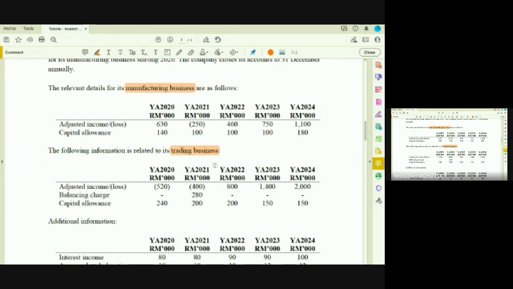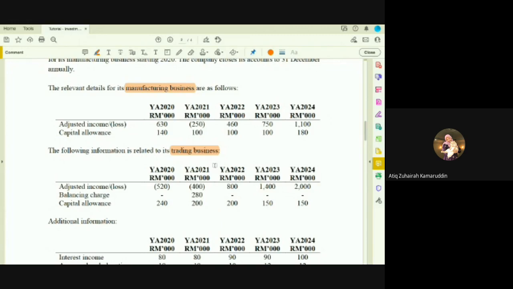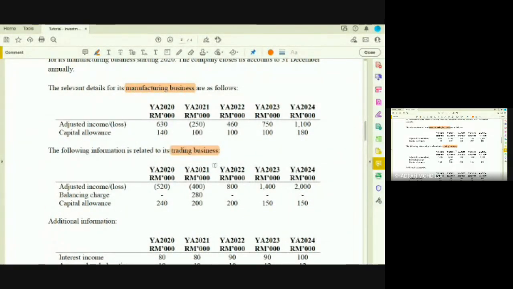Can you apply? You cannot apply for trading business because, which industry is eligible? Manufacturing, agriculture, tourism, and development companies. Very good. So that means trading business is a non-eligible activity to apply for pioneer status. So when you see that you have manufacturing and trading, trading definitely is your non-pioneer business.